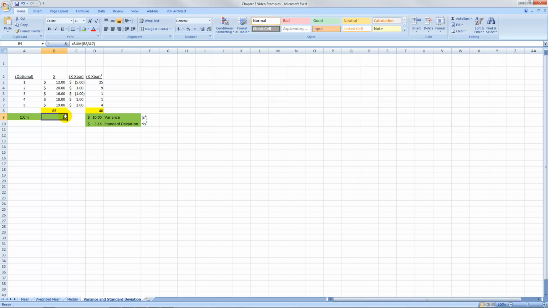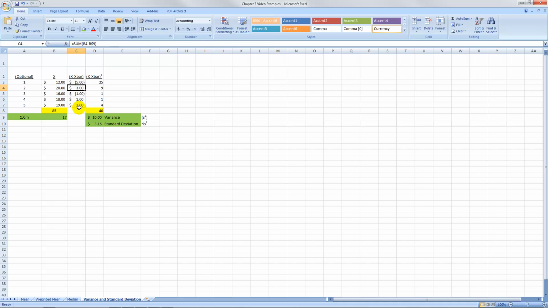And once we have the answer of 17, we can calculate the second part of the formula, which is x minus x bar. Now in this example, we subtract 17 from 12. That gives us -5. We subtract 17 from 20, and that gives us +3. We complete the chart in the same way for all these observations.